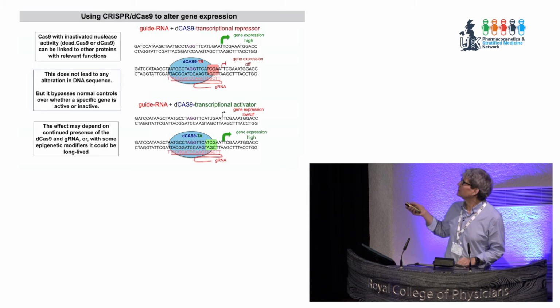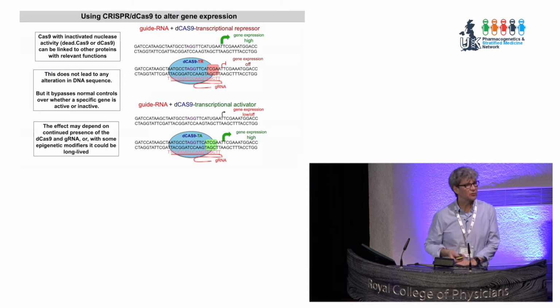You can have a transcriptional repressor attached to your dead Cas9, or a transcriptional activator, or some chromatin modifying factor to alter gene expression. You have to think, though, that these effects may depend on the continued presence of the Cas9 and the guide RNA. Although with some changes you can imagine they could be long-lived changes. All you need to do is switch at one point during development, for example, and then it maintains that pattern of gene expression. So these are interesting to think about.